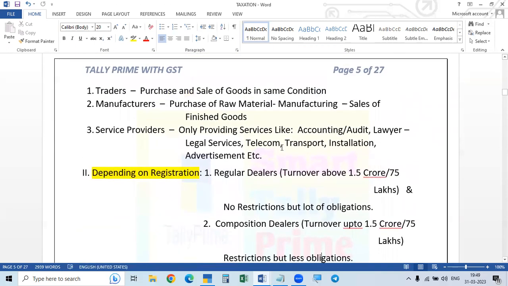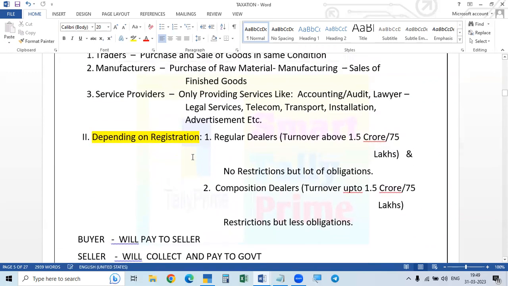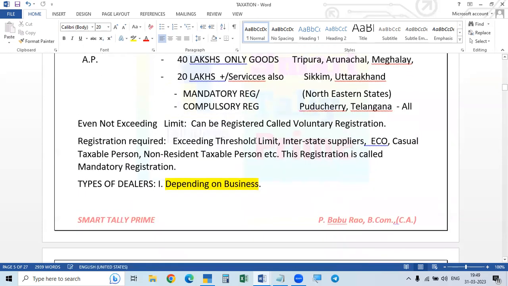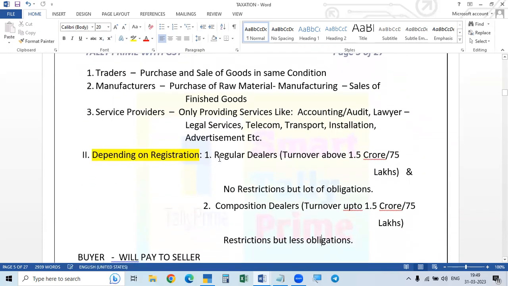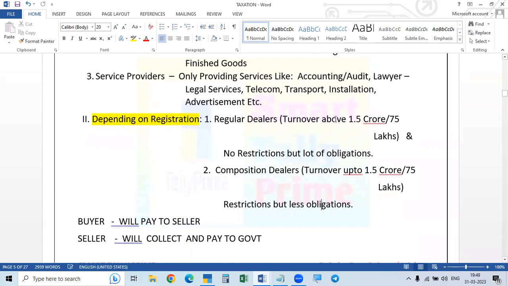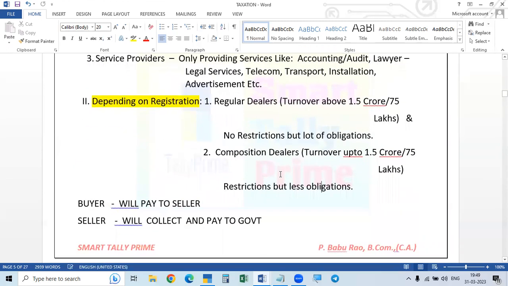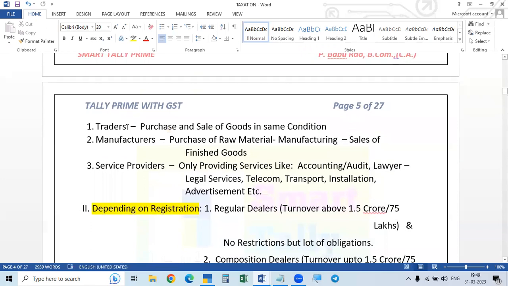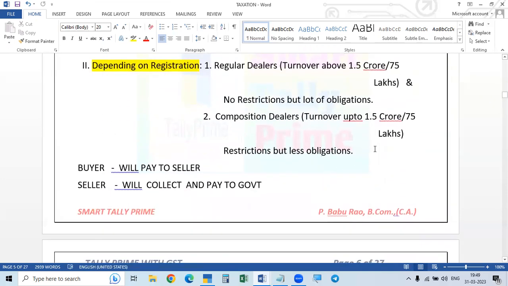So what are the rules and regulations? First, this is for small businesses. Regular business people are divided into three types: traders, manufacturers, and service providers. For this composition scheme, there are three types of dealers. Number one is manufacturers and traders, both put together.